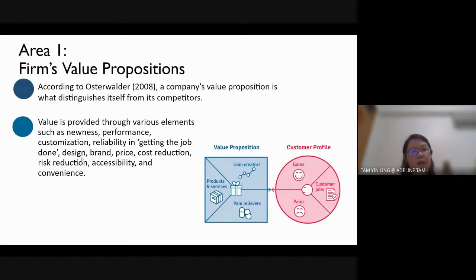The design, the brand, the cost, the price, all these can be the value part that customers are looking for. So for customers, they will look at whether this will make them happy or not. And will it help to solve their problems, make their job easier and so on. And of course, they don't want to face any pain.